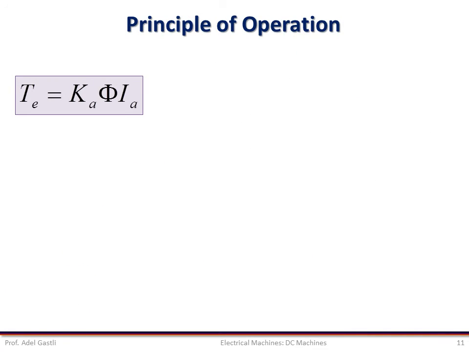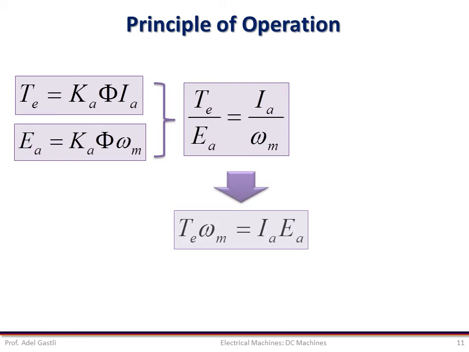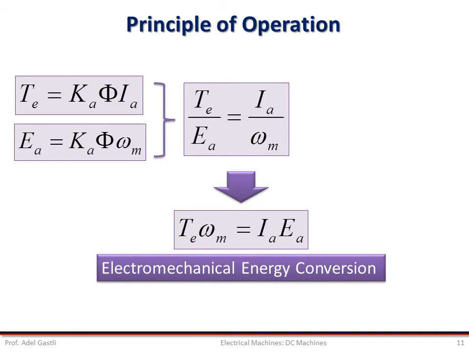So based on the total developed torque equation that we have seen previously and the total back EMF equation, we can deduce that TE over EA is equal to IA over omega m, which is also equivalent to writing that the mechanical power is equal to the electric power. So TE omega m is equal to IA EA. This is based on the electromechanical energy conversion principle.